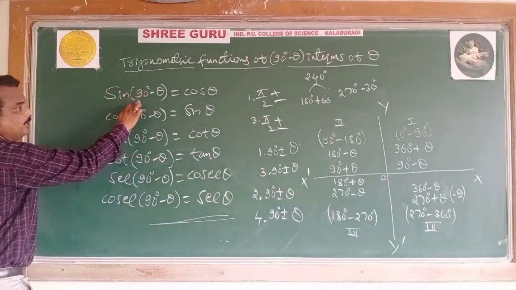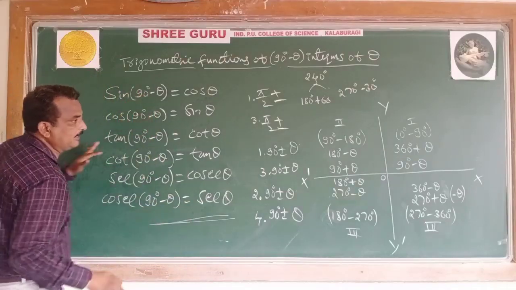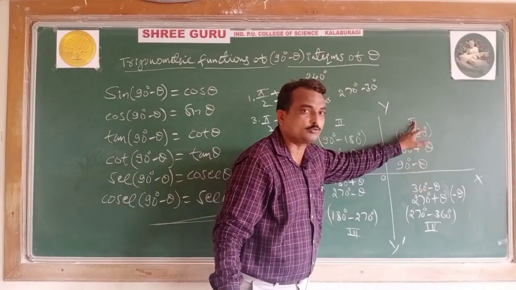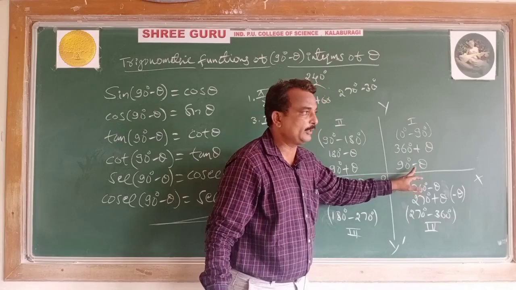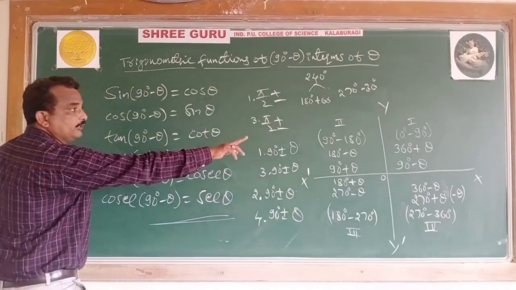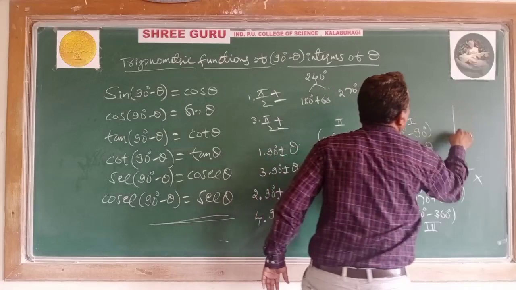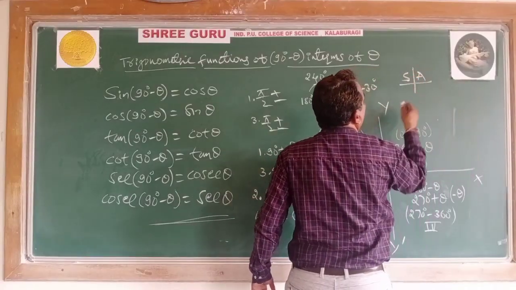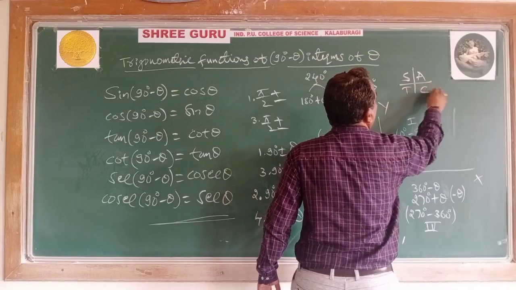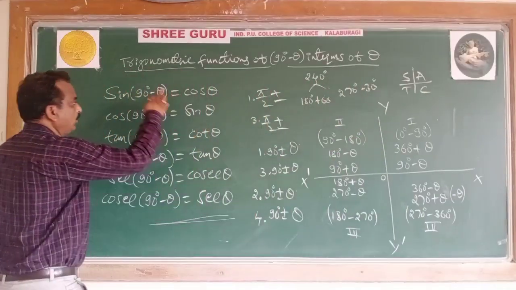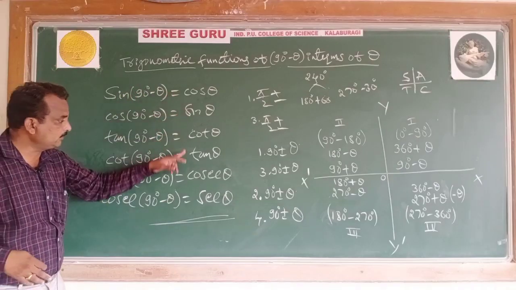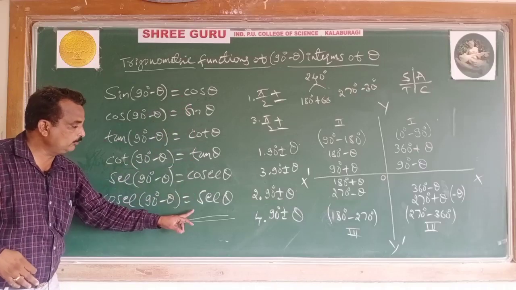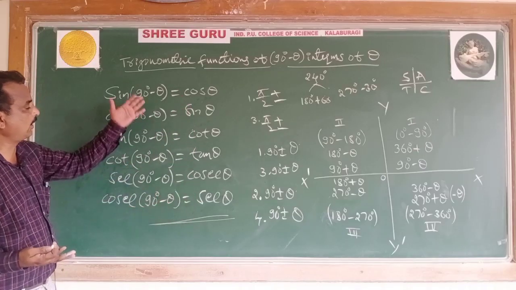Which quadrant is this angle in? See, students, which quadrant is 90 degree minus theta? The position of this angle is in which quadrant? It is in the first quadrant, student. So 90 degree minus theta is placed in the first quadrant. In the first quadrant, is it positive? According to this ASTC rule, all are positive: sine and cosecant are positive, tan and cot are positive, cos and sec are positive. So in the first quadrant, all the functions are positive. Are you getting all the values as positive? Yes, here we are getting all positive.